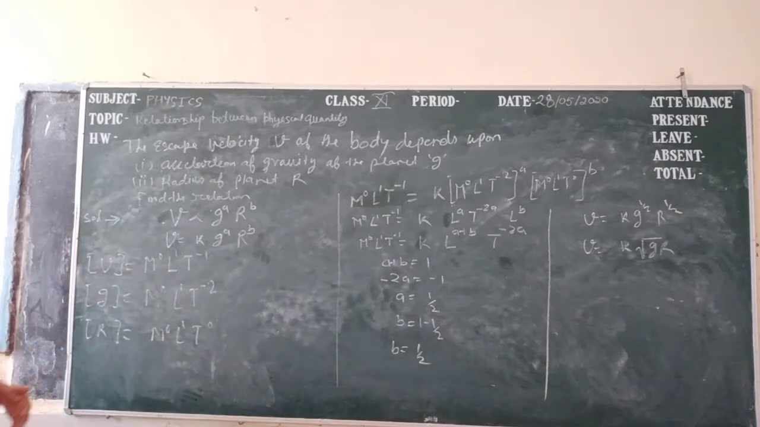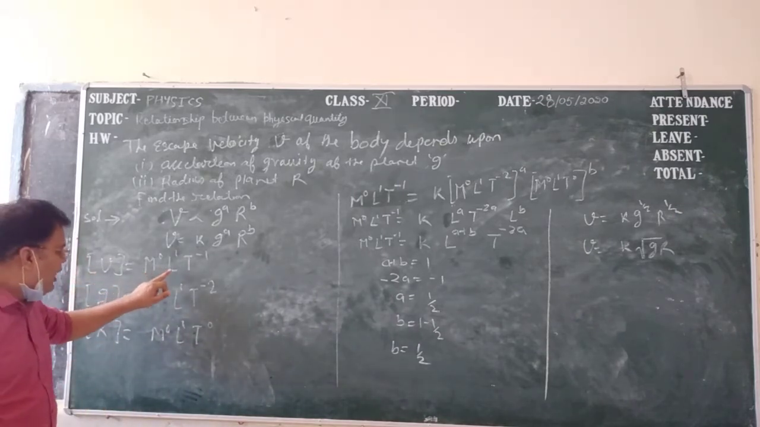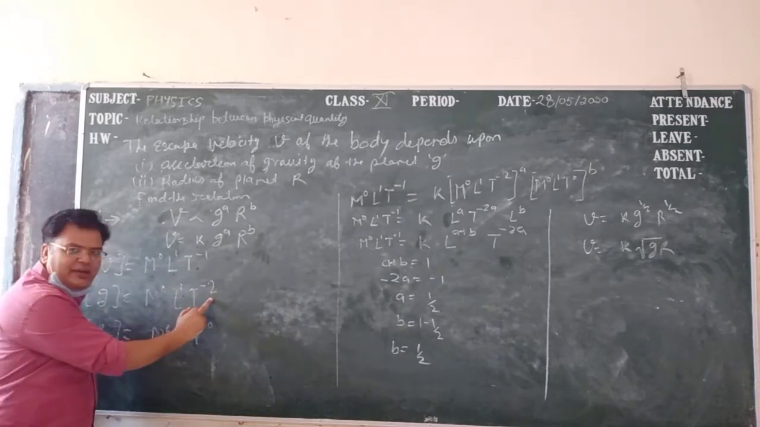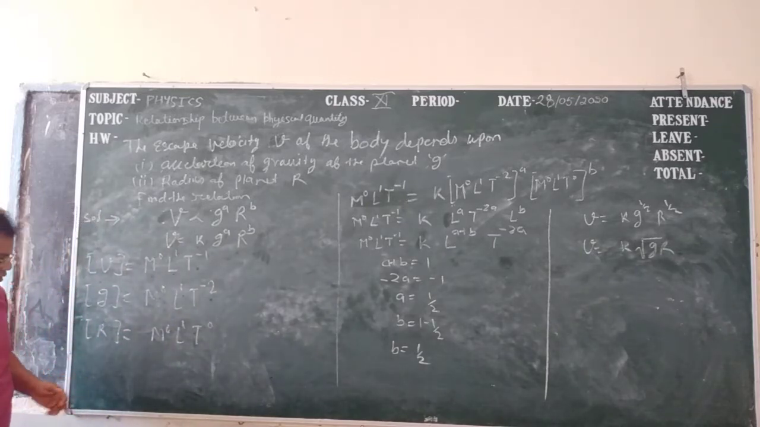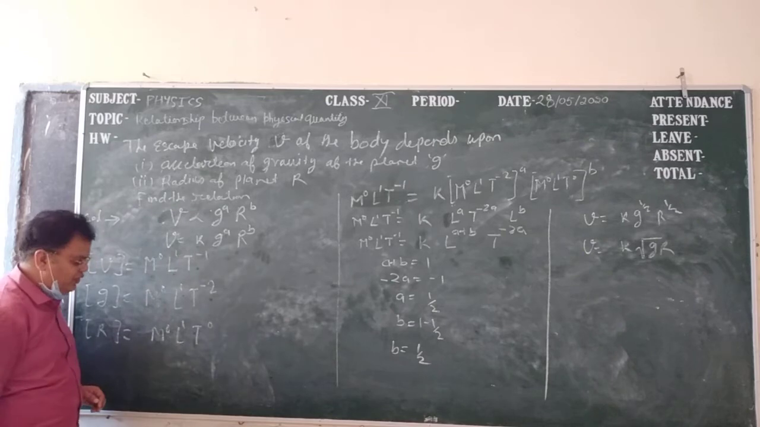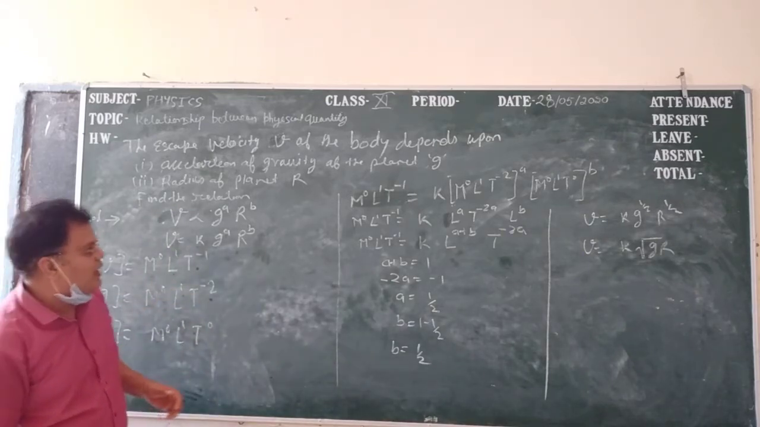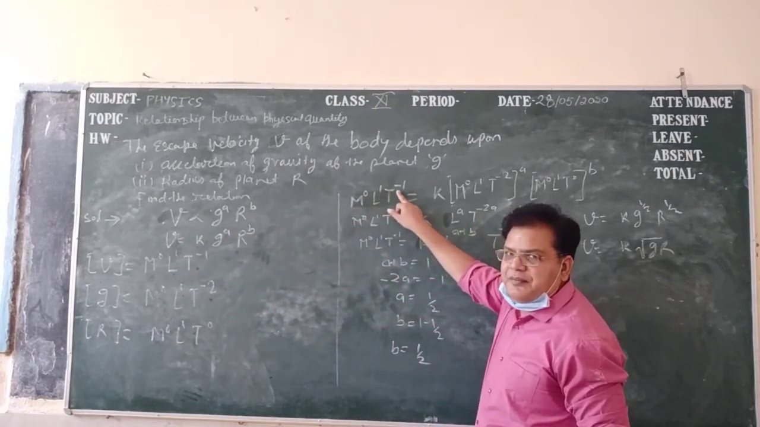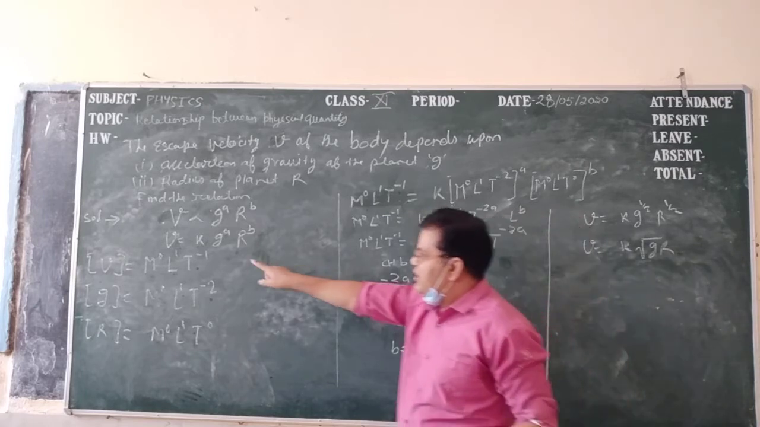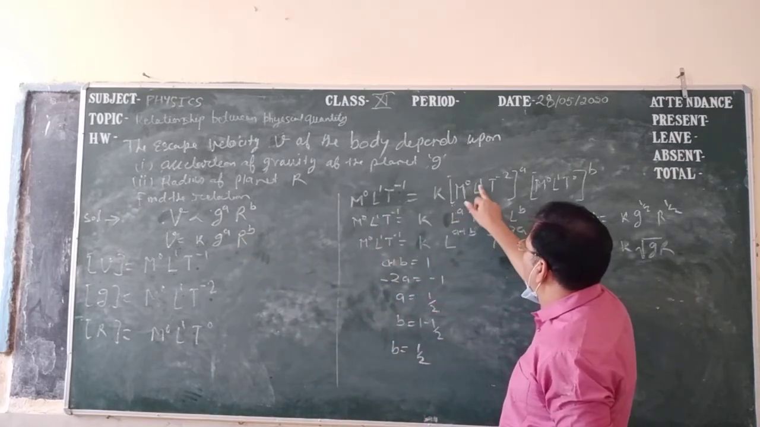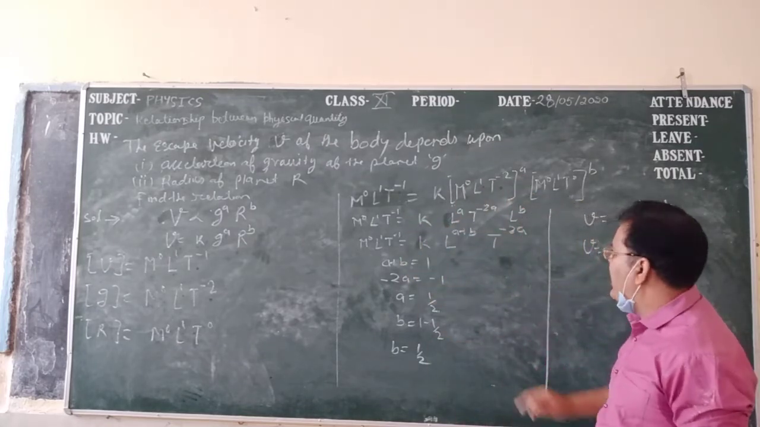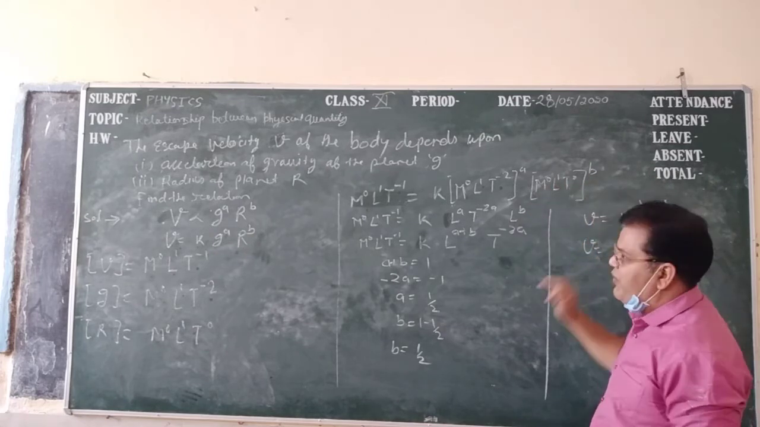Write the dimensions of V, g and R. V, velocity, is m0 l1 t minus 1. Acceleration is m0 l1 t minus 2. And radius is m0 l1 t0. Put all the dimensions in the formula. Here we get m0 l1 t minus 1 equals K, dimension of g, m0 l1 t minus 2, to the power a, dimension of radius R, m0 l1 t0, to the power b.